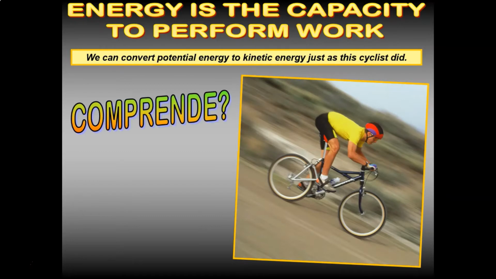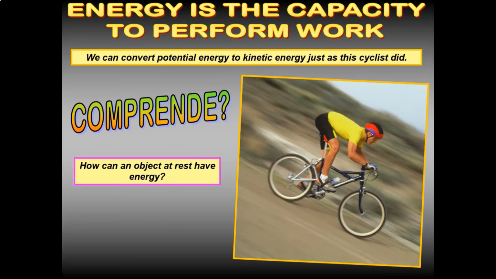All right. And of course, you can convert these, right? You can turn the potential energy into kinetic energy, just as the cyclist did. He was at the top of the hill and boom, there he goes, right? So how can an object at rest have energy? Well, like we just said, its location or its structure.